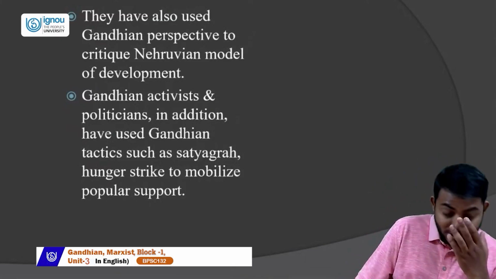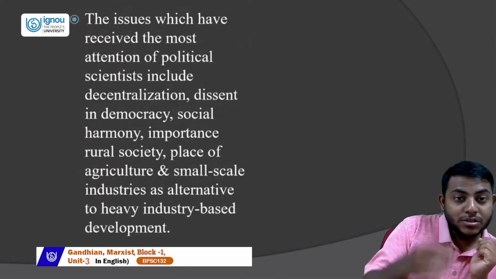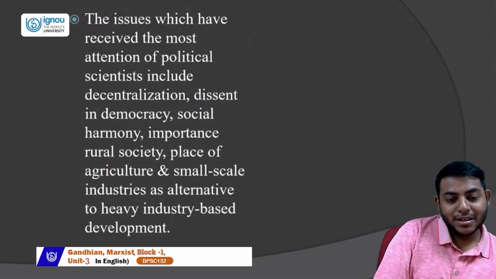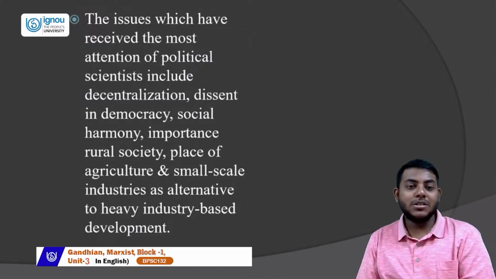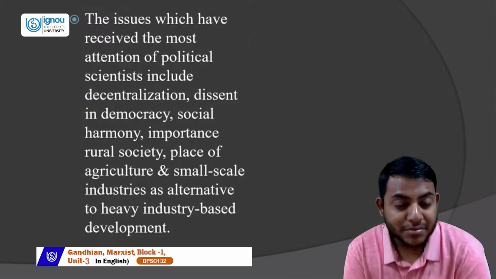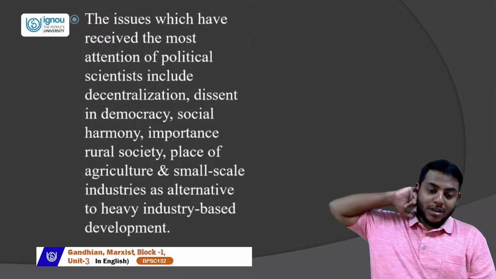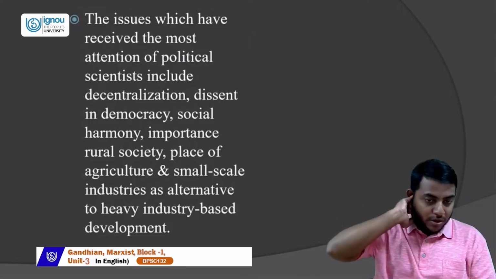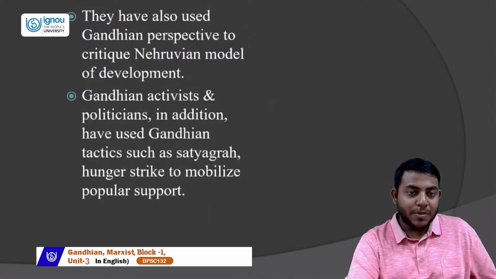The issues discussed by Gandhiji in his works like Hind Swaraj and My Experiments with Truth, the issues which have received the most attention of political scientists, include decentralization, dissent in democracy, social harmony, importance of rural society, place of agriculture and small scale industries as alternative to heavy industry based development, a model which was followed by India as per the Nehruvian vision, which was enshrined in the second 5 year plan as well, crafted by Prasanta Chandra Mahalanobis, also called the Mahalanobis plan.